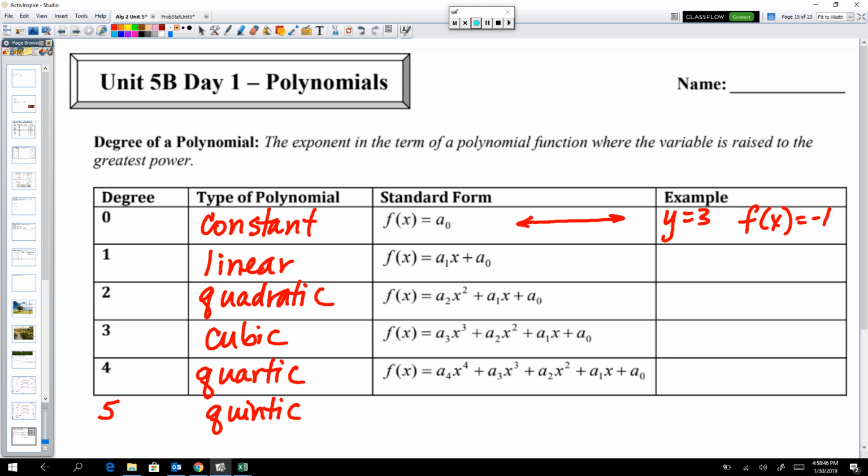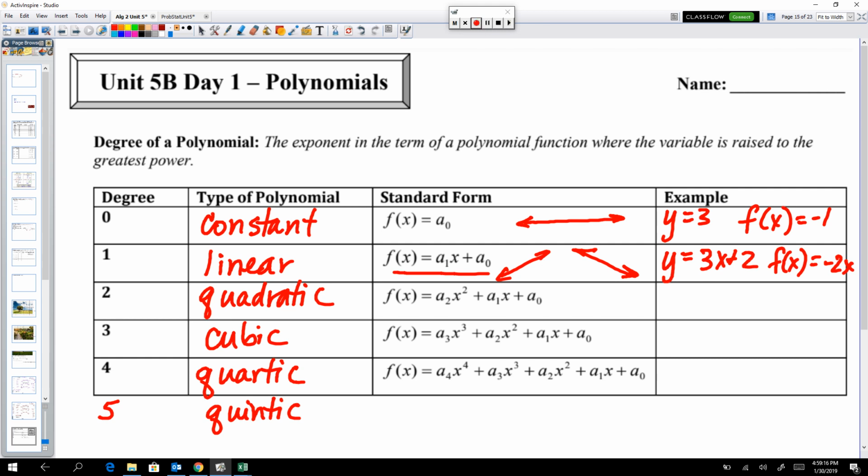As you know, degree 1 polynomials look like this, or like this. And in standard form, it's f of x equals some number times x plus some constant. So an example might be y equals 3x plus 2. Or it could be f of x equals negative 2x. You don't necessarily have to have that constant term, right?